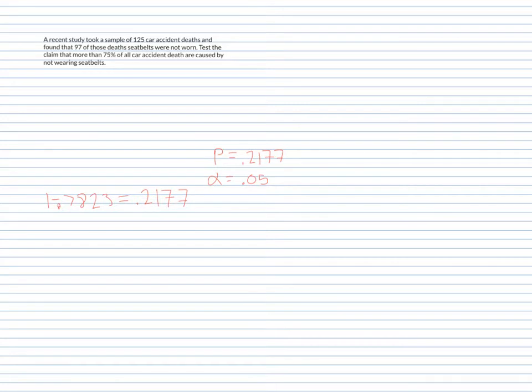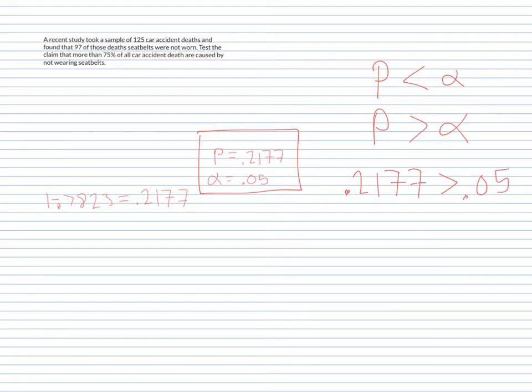All right, I'm having a formatting problem, but that's okay. So we need to compare these two. We need to decide, is p less than alpha or is p greater than alpha? So this should be somewhat obvious that the p-value is greater than the alpha, because 0.2177 is greater than 0.05. So because our p-value is greater than alpha, we are going to fail to reject the null.